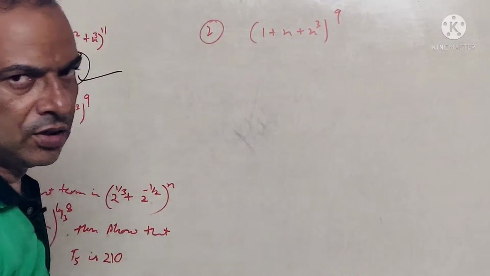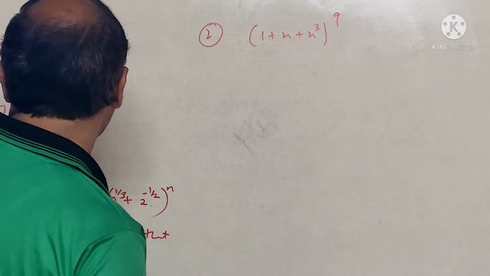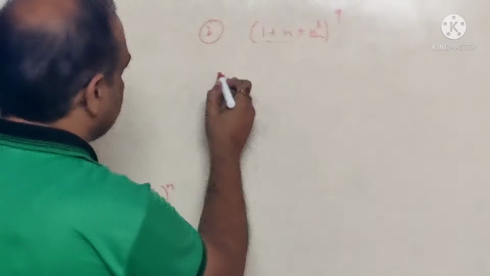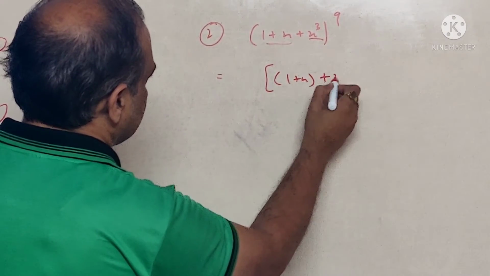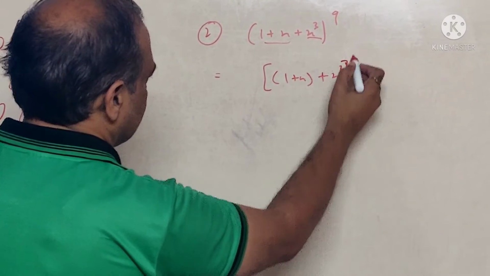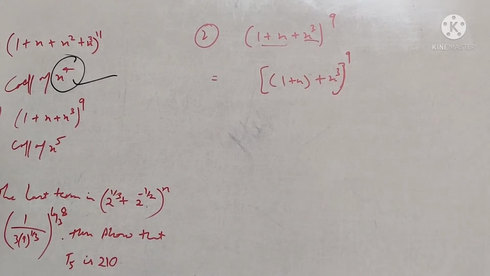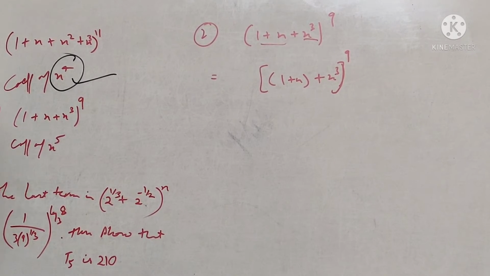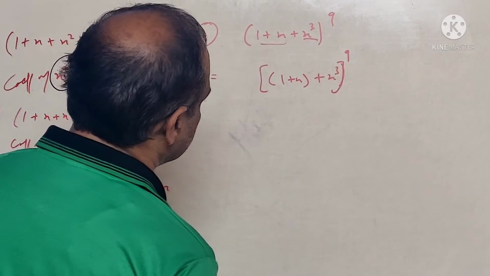In this case, what we can do is, we have to take these two terms as the first term, and this is the second term. It can be written as (1 plus x) plus x cube, whole raised to power 9. This is the correct way of writing down. Okay? This is the correct way of writing. Clear?